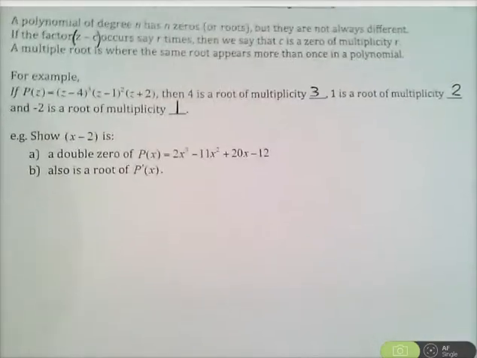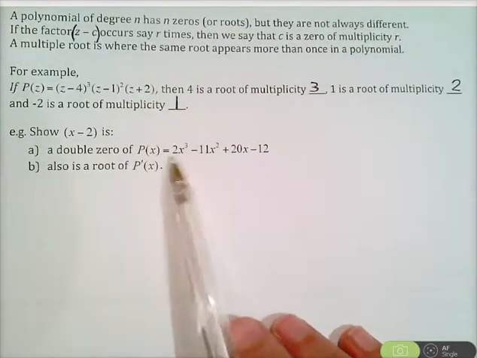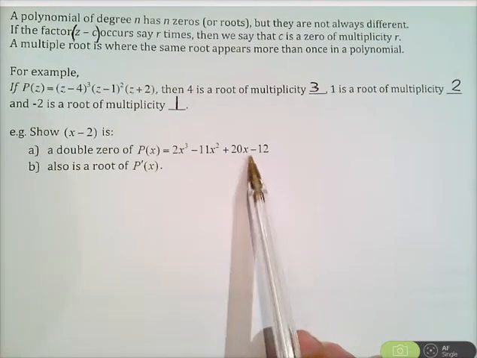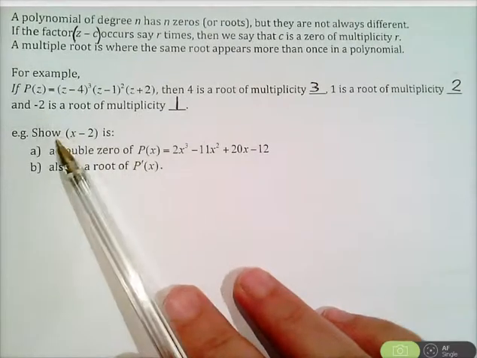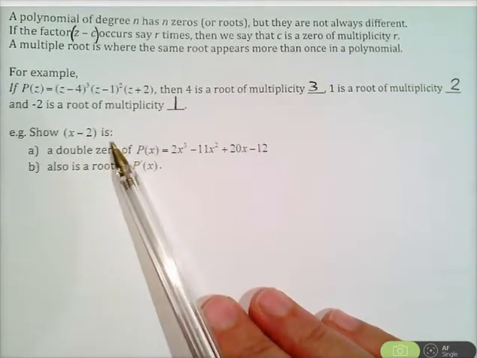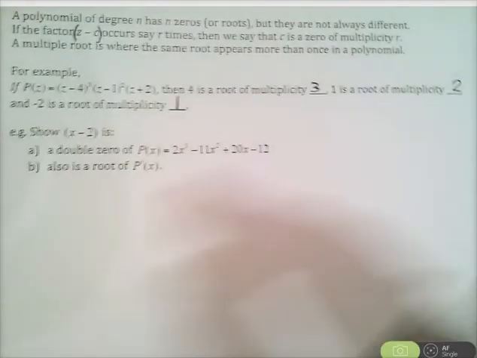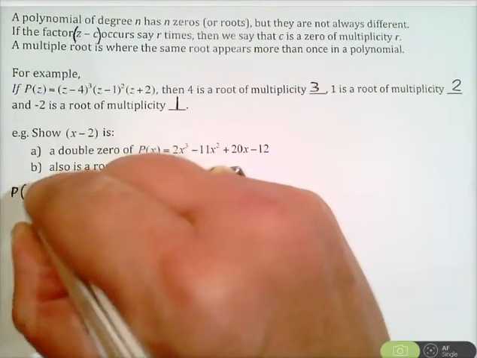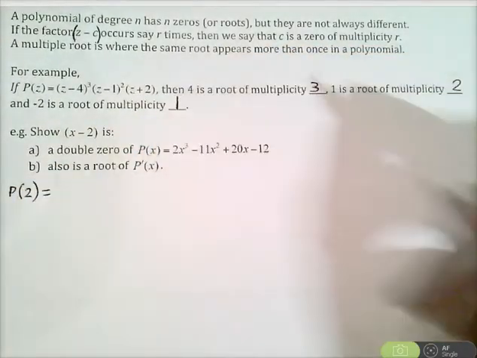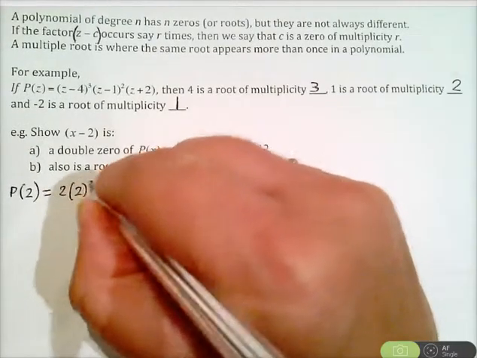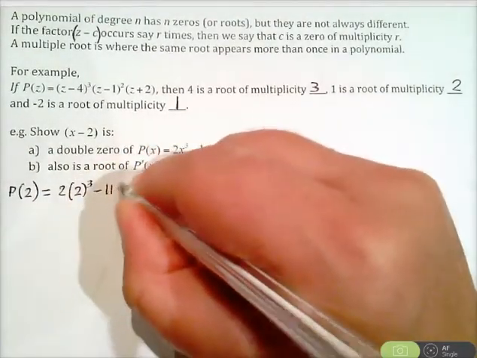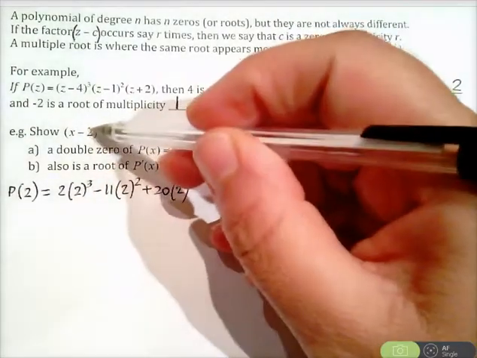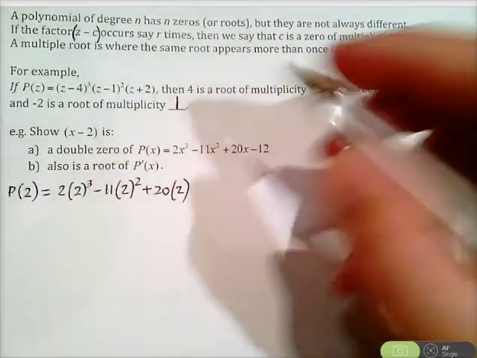Now, just using this particular polynomial in x equals 2x cubed minus 11x squared plus 20x minus 12, we just want to show that x minus 2 is a double root. Okay, so we'll use the factor theorem and do p of 2 is 2 times 2 cubed minus 11 times 2 squared plus 20 times 2. Remember, if x minus 2 is a factor, then p of 2 should equal 0.